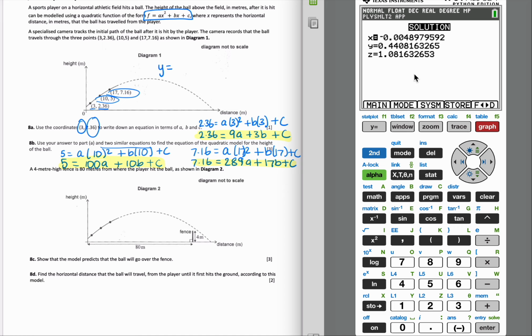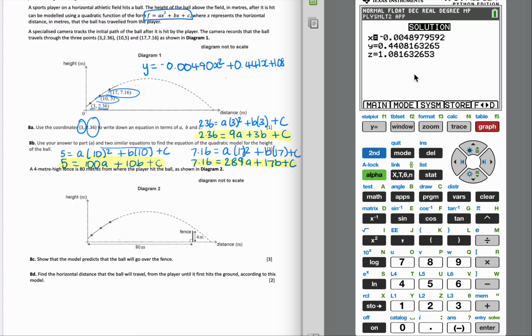So y is equal to negative 0.00490 to 3 significant figures. I need the 0 there, plus 0.441x plus 1.08. Okay, so that's my equation, let me move that across a little bit.